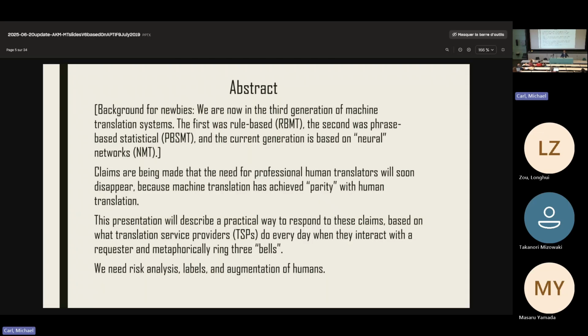So everybody knows about the 3 generations. I'm sure, unless you're very young, you know about the 3 generations that I have lived through: rule-based machine translation, phrase-based statistical machine translation, and neural machine translation, which provides, as we know, but the world does not know, the transformer techniques, which provide the basis for large language models.